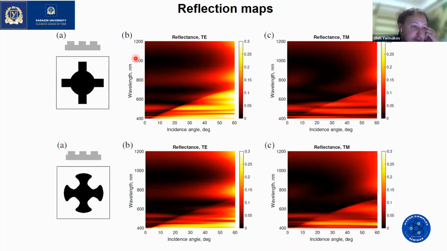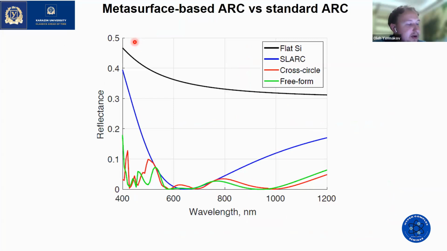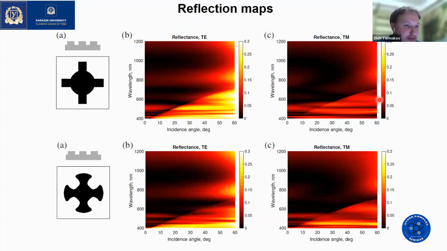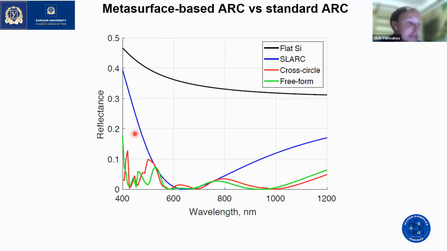Here you can see the distributions of reflection dependence on the angle of incidence and wavelength, and one can see that it works pretty well except this triangle for both cases. I don't remember the exact numbers, but the integral average reflection at normal incidence is about 1%, I think, 1-2%, and the total integral average reflection over angles and wavelengths is less than 5%, let me say.